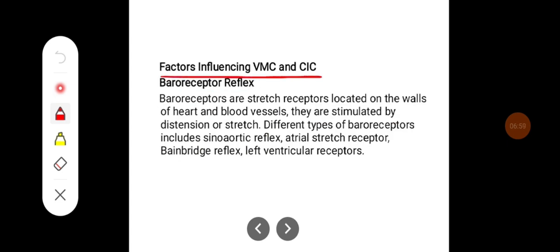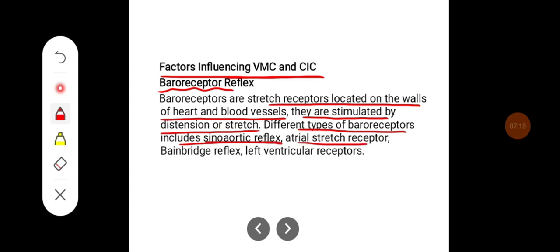Factors which influence the vasomotor center and cardiac inhibitory center: baroreflexes. Baroreceptors are like stretch receptors located in the walls of the heart and blood vessels, and they are stimulated by distension or stretch. Different types of baroreceptors include sinoaortic reflex, atrial stretch reflex, Bainbridge reflex, and left ventricular receptors.